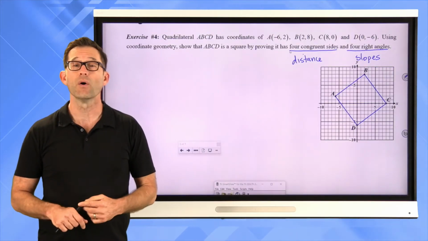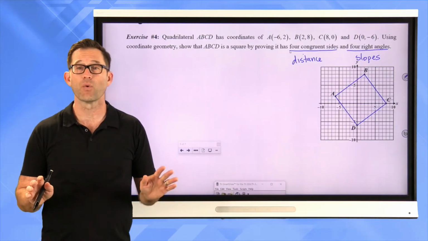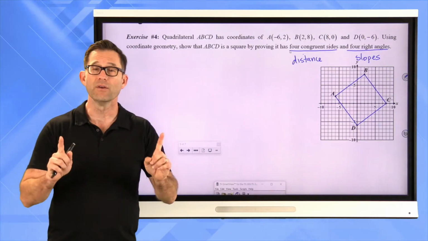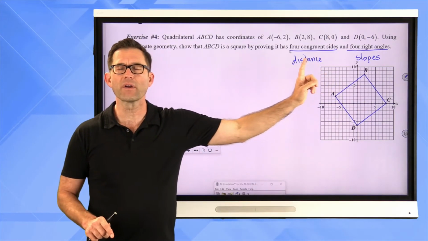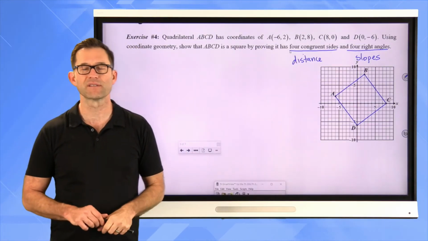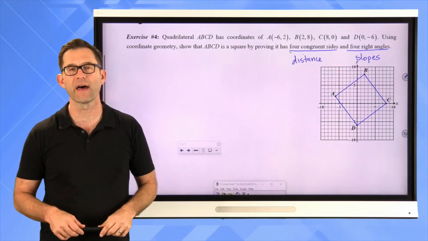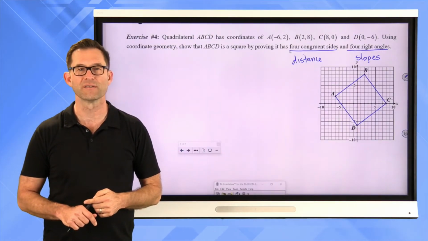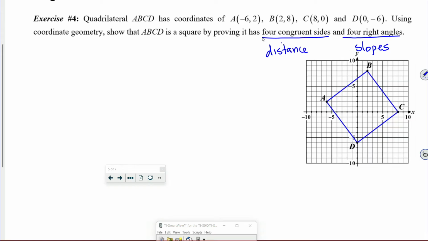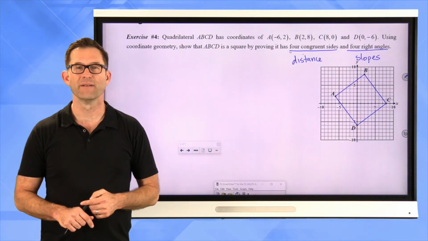All right, so we've done stuff like this quite a bit at this point. What I'd like you to do is first pause and show that it's got 4 congruent sides by using the distance formula. Then we'll come back and talk about that, and then we'll talk about the 4 right angles. Take a little moment with those distances. All right, let's do it.